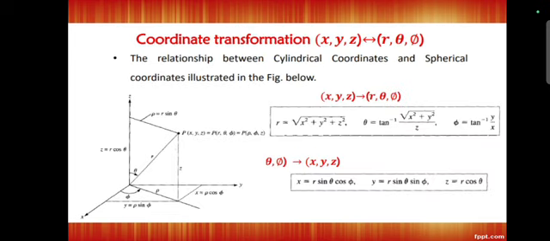Similarly, x, y, z to r, theta, phi: r is equal to the square root of x square plus y square plus z square, and phi is equal to tan inverse of y by x. And x is equal to r sin theta cos phi, and y is equal to r sin theta sin phi, and z is equal to r cos theta.